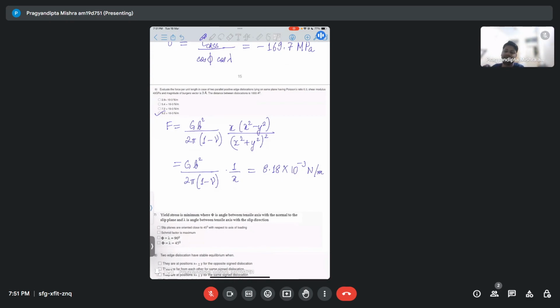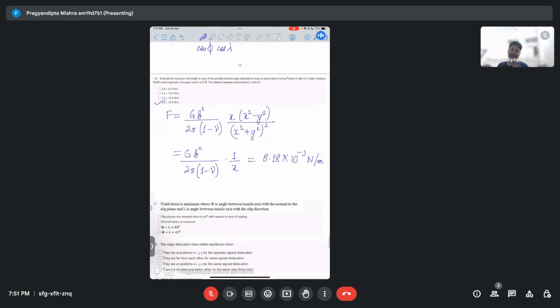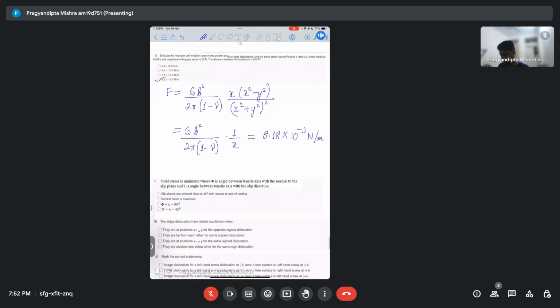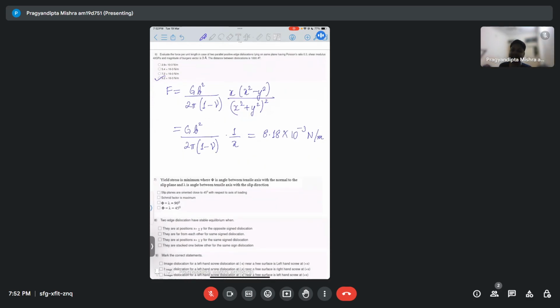The yield stress is minimum when, where phi is the angle between the tensile axis with the normal to the slip plane, lambda is the angle between tensile axis and the slip direction. So yeah, they have given the same thing. So they are asking when is yield stress minimum. So when slip planes are oriented close to 45 degree with respect to axis of loading, that is correct. Schmidt factor is maximum. Yes, M has to be maximum for yield stress to be minimum. Right? If you remember the curves I had shown.